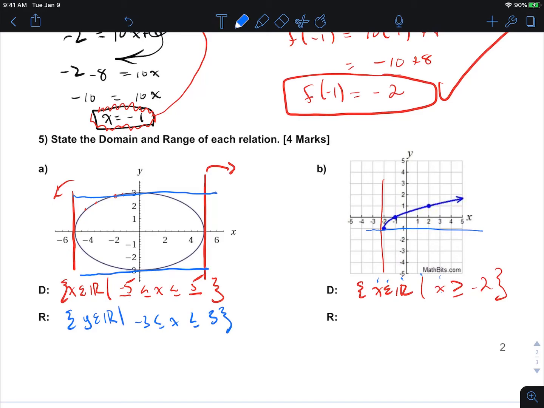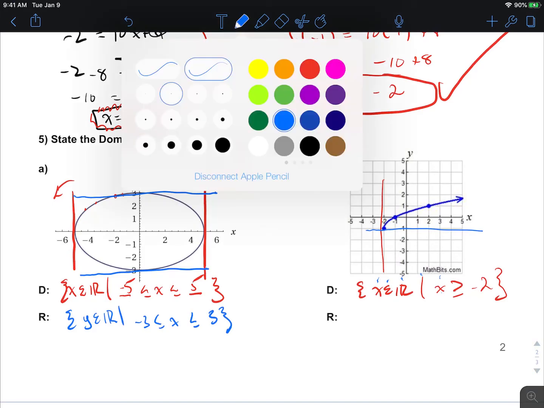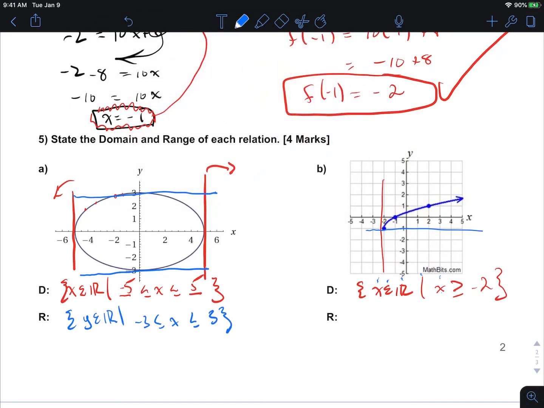I get what you're saying. Probably for the purposes of this quiz, I won't take any marks off, but on the test, maybe. It's like a book. You gotta make sure in your head it's reading properly. So then in the range, we're gonna say y is a part of the real numbers such that it's never gonna go less than -1. So y has to be greater than or equal to -1.